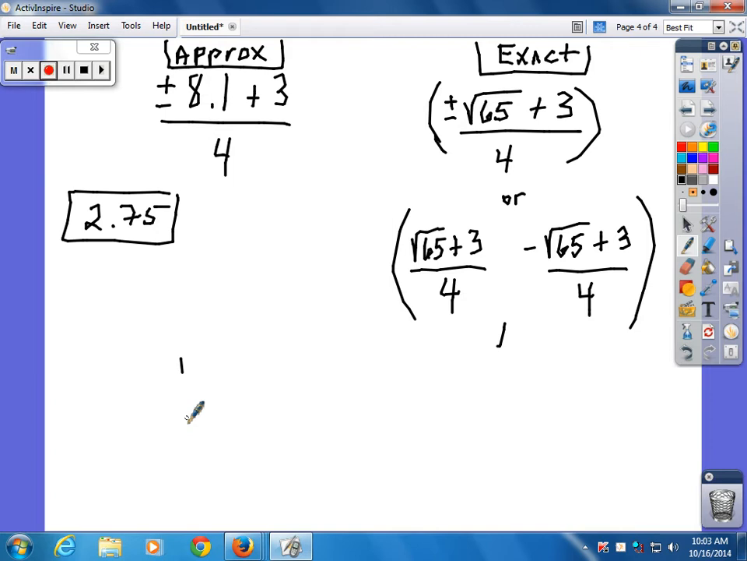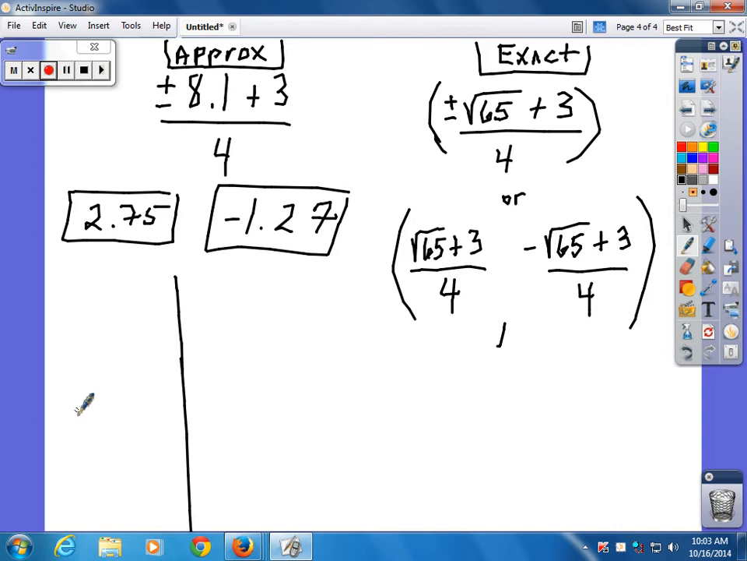And what's negative 8.1 plus 3? You owe 8.10. You have 3. You still owe 5.10. So 4 will go in there one time. And I forgot what I said. Oh, 5.10. That'll leave 10 two times. And what? 1.2 what? 7. So now you've got enough.